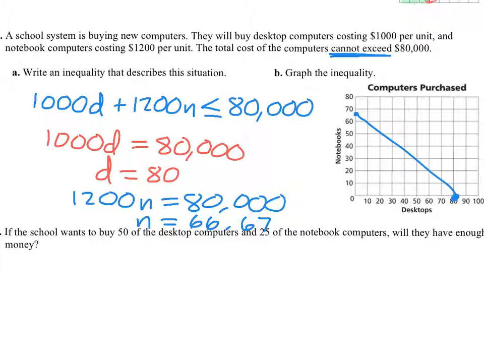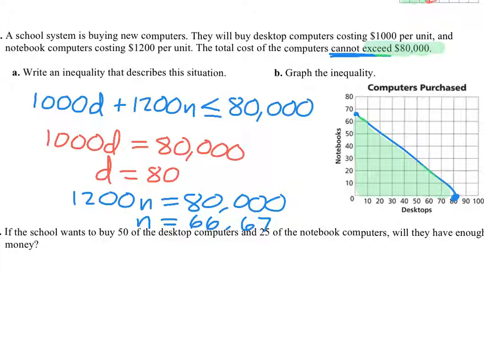All right, and where do I want to shade? If you think about it logically, this is money we're spending. And if it's money you're spending, usually you want to stay below a certain value, so you shade underneath. Then another way to look at it: if you plug in 0, 0, does that meet your requirements? Yeah, if you plugged in 0, 0, you would definitely spend less than 80,000 because you're not buying anything.